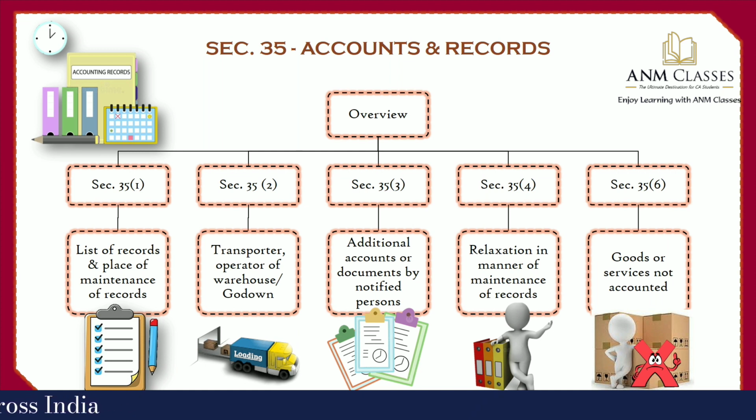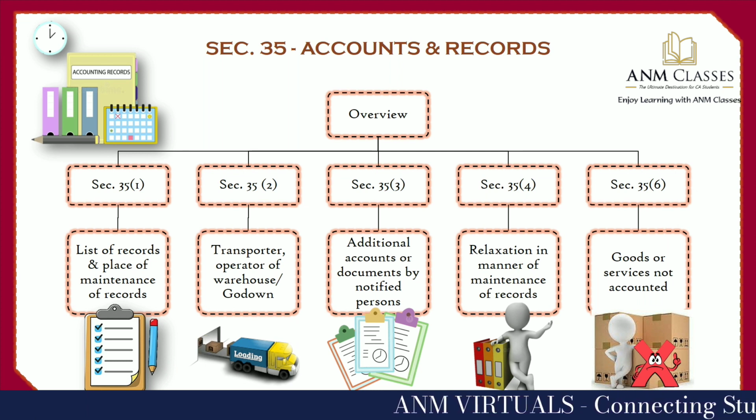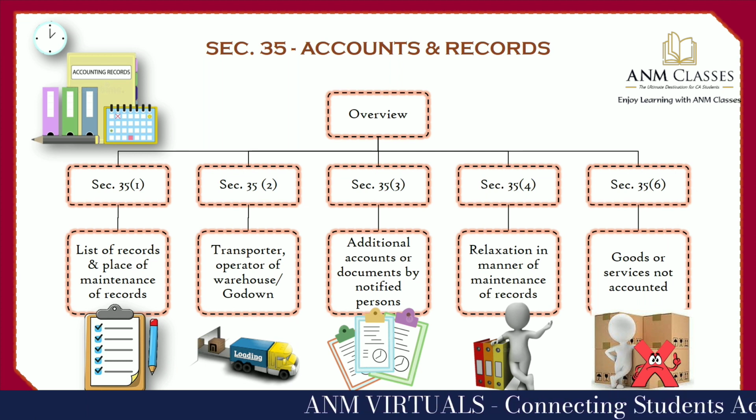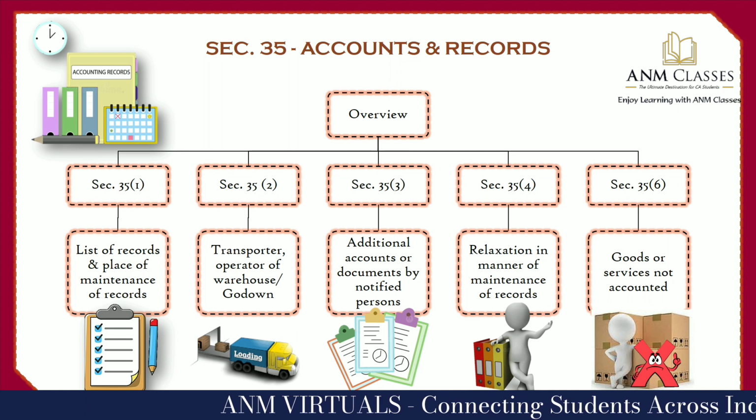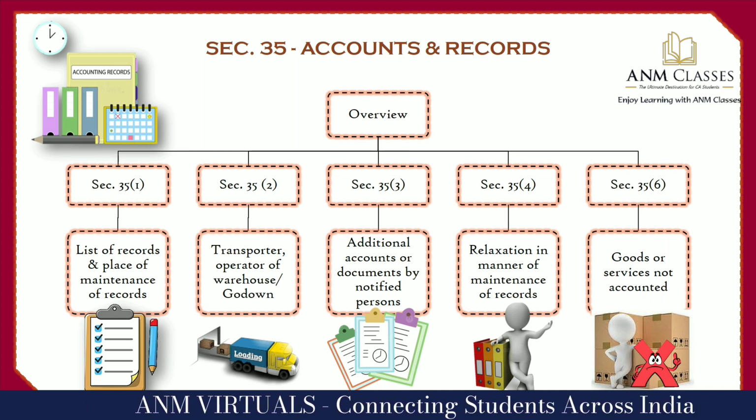That is, which records we have to maintain and at which place we have to maintain them. So number 1 is list of records and place of maintenance of records. Repeat once again, list of records. So what is 35 subsection 1? List of records and place of maintenance.